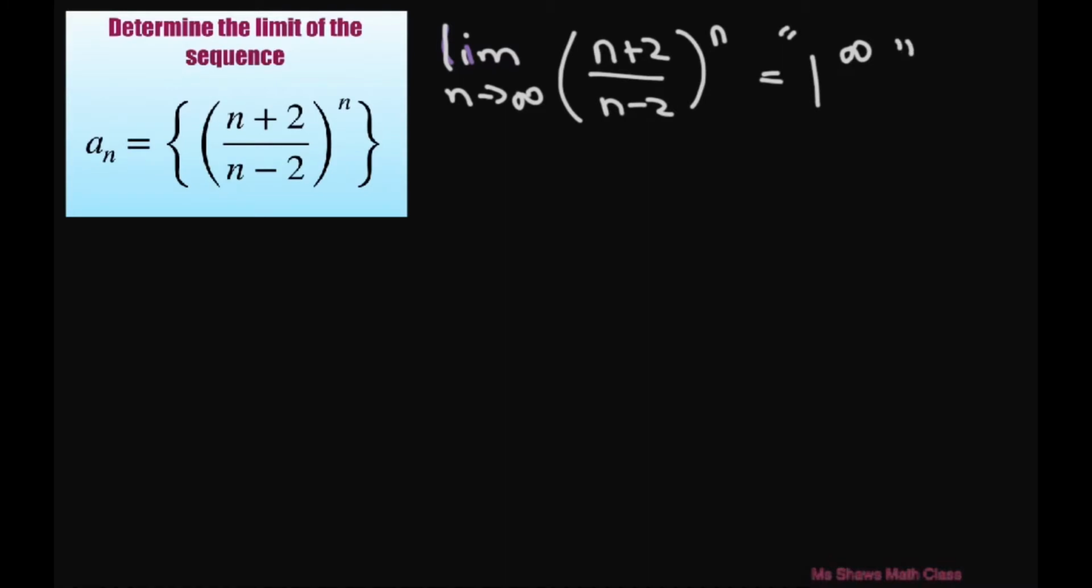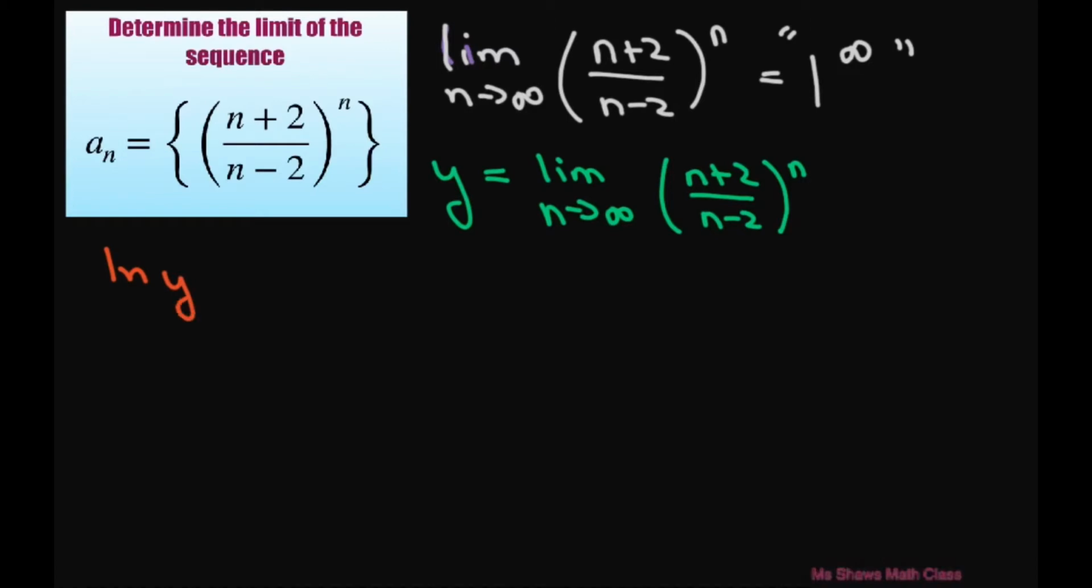So what we're going to do is take the natural log of both sides of the equation. So we're going to set y equals the limit as n approaches infinity of (n plus 2 divided by n minus 2) to the power of n. Now let's take the natural log of both sides. Ln of y equals the limit as n approaches infinity of Ln of (n plus 2 divided by n minus 2) to the power of n.